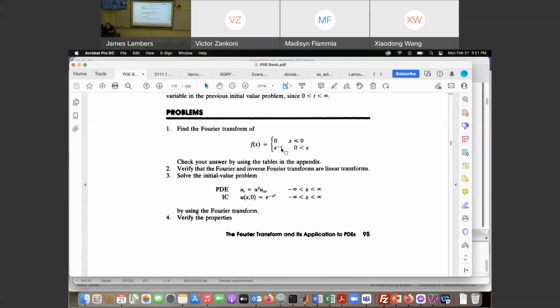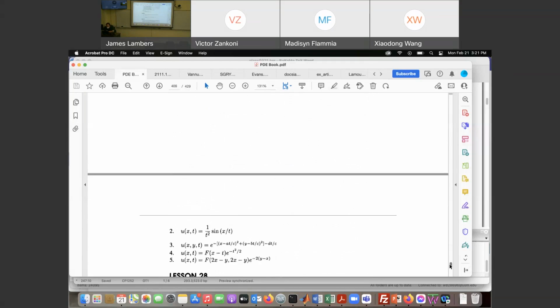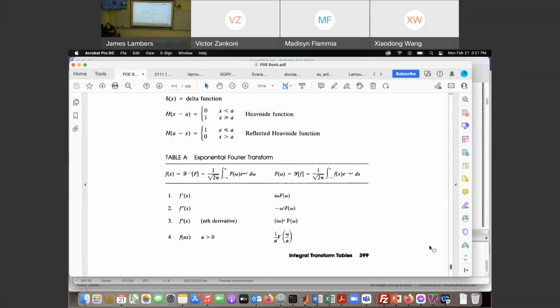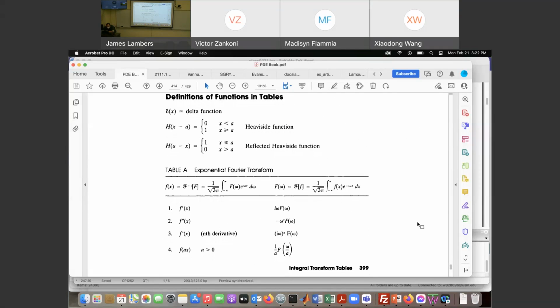Well, this doesn't actually fit the situation. It doesn't fit anything that's in the table. That's a problem.